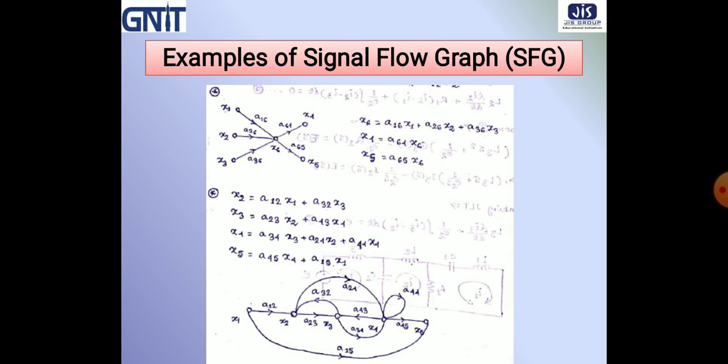Now what will be the value of x4? x4 is equal to x6 into a64. That is, the value of x4 will be the incoming signal value to x4, that is a64 into x6. And what will be the value of x5? x5 will be x6 into a65.